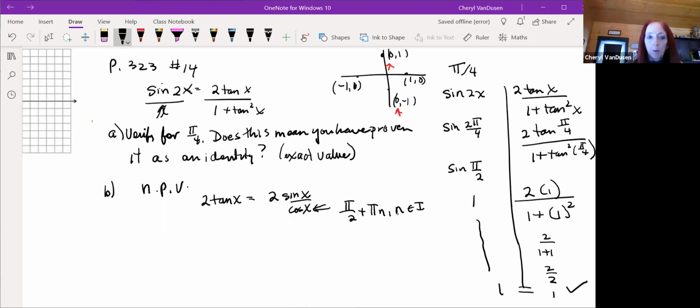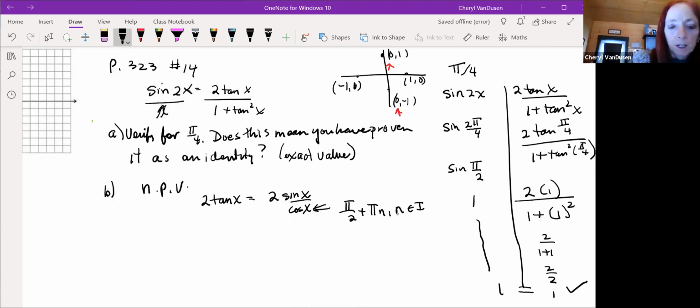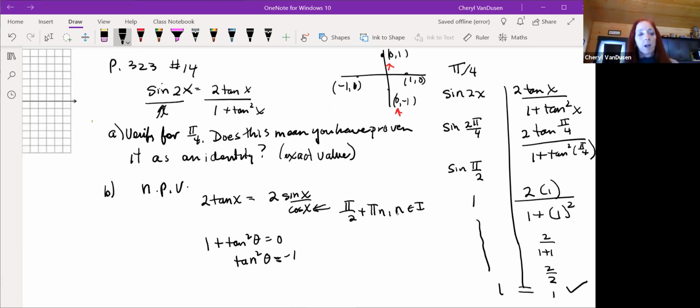The second thing we have to look at is the bottom of the right-hand side. So we're looking for 1 plus tan squared x is equal to 0. You can do this a number of ways. Let's do it like this. Tan squared equals minus 1. Is there ever a time where tan squared can equal minus 1? Where does that happen? Does it happen? Can it happen?